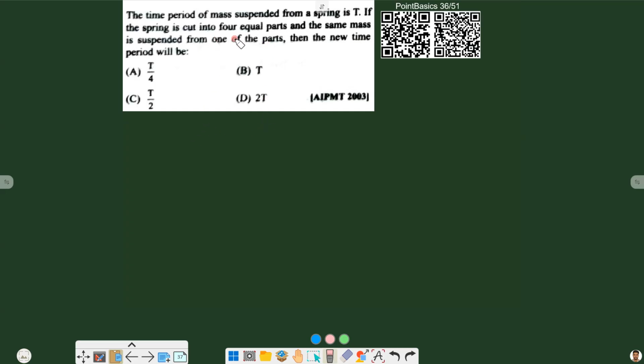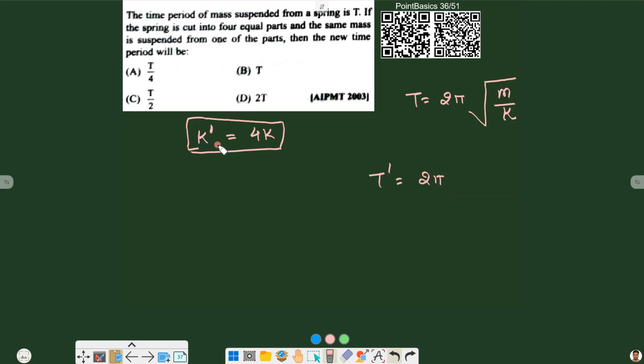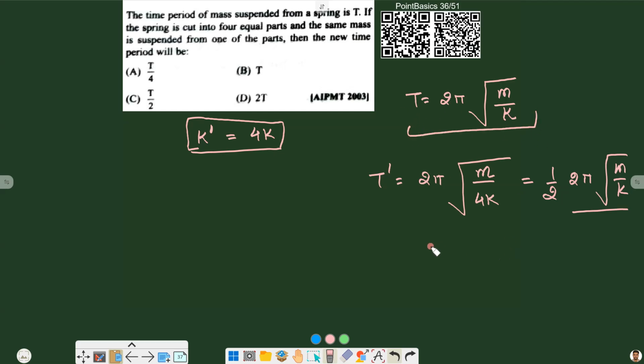Now when you cut the spring into four equal parts, the new k dash for the spring will be 4 times the old one, and we already know that the time period is given by 2 pi under root m by k. This is the original time period. For the new time period, because the part which we have cut from the original spring is hanging the same mass, mass is again m, and k dash comes out to be 4k, so 1 by 4 comes out as 1 by 2 as under root is there, and this is m by k. This will be equal to T by 2, so the answer is T by 2. Option C is the right answer.